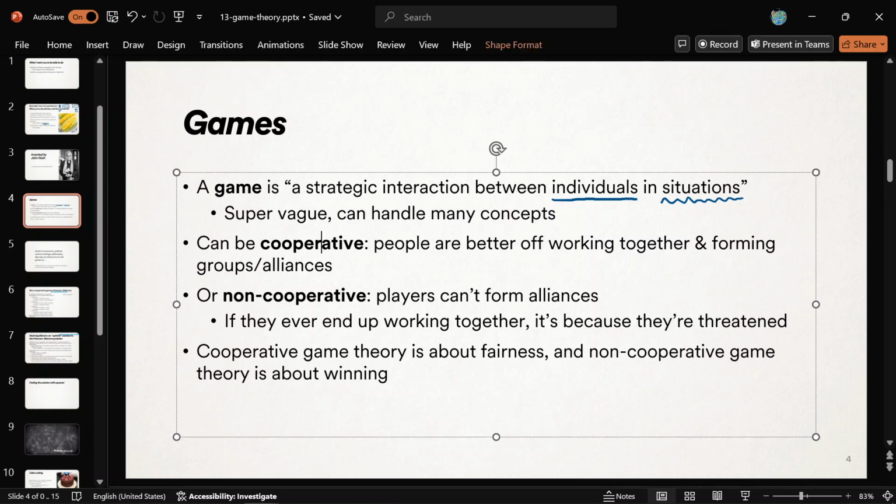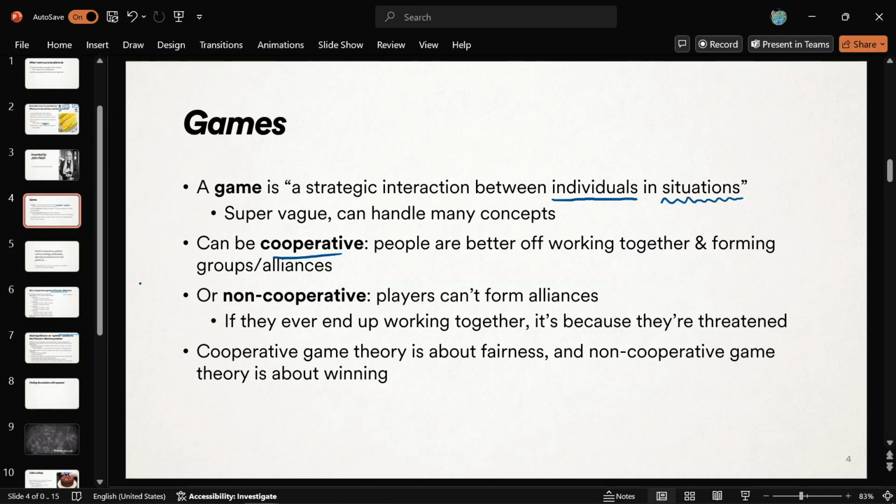And there are two main kinds of games that game theory studies. There are cooperative games and non-cooperative games, all right? Their definitions are more or less what your intuition tells you. A cooperative game is when it makes sense to form groups and help each other, right? So a cooperative game is when people are better off working together, like coming up with a corn business or something, or like making groups as you're playing a board game. Cooperative games sometimes happen, and that's when people are better off working together and forming groups and alliances, right? That's what a cooperative game is for game theory.